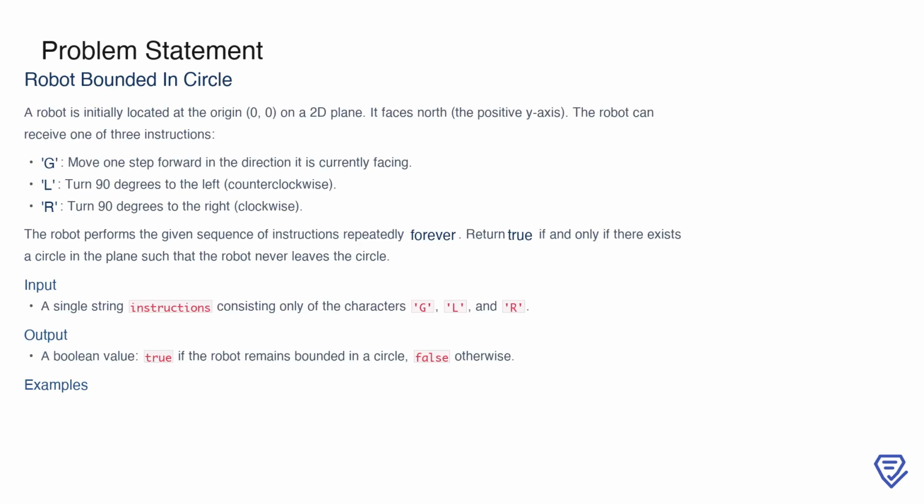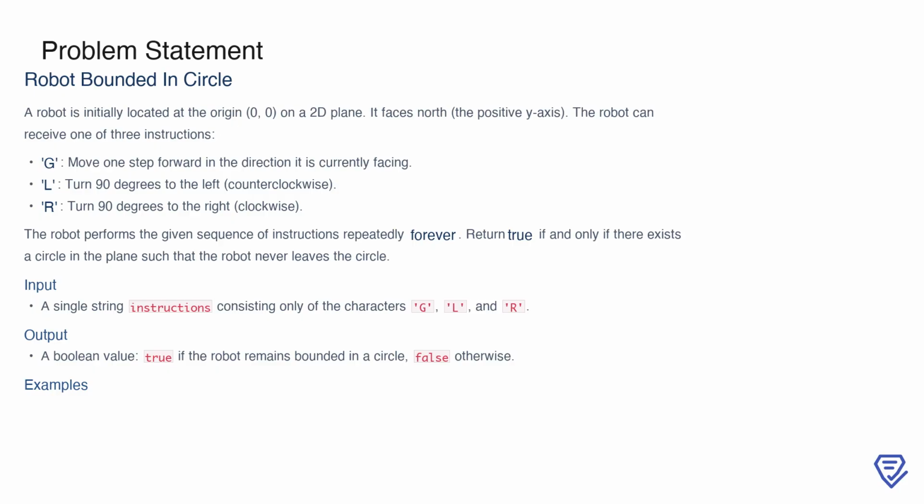In this problem, we have a robot that starts at the origin, which is the point 0, 0, on a 2D plane. Initially, the robot is facing north, aligned with the positive y-axis. The robot can follow one of three possible instructions, G, L, or R. If the robot receives G, it moves one step forward in the direction it is currently facing. If it receives L, it turns 90 degrees to the left, which is counterclockwise. Similarly, if it receives R, it turns 90 degrees to the right, or clockwise.